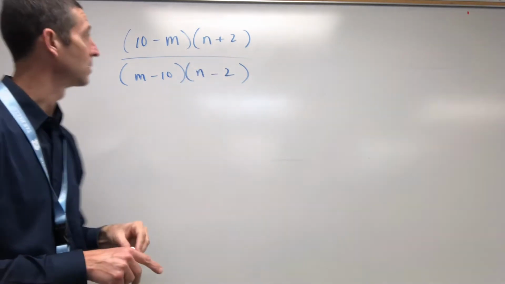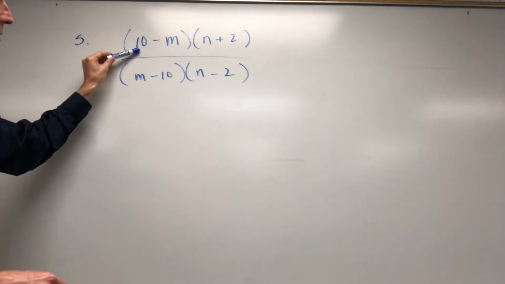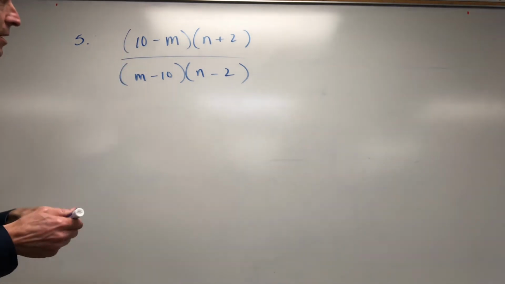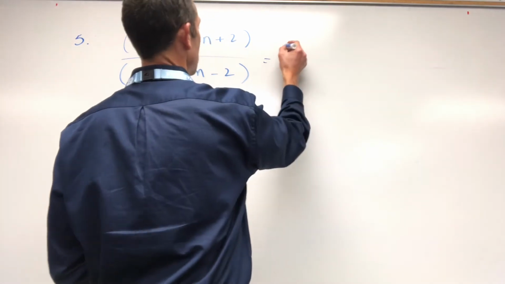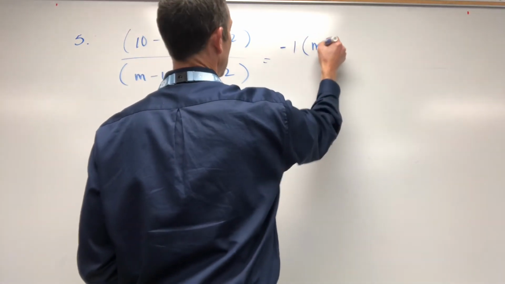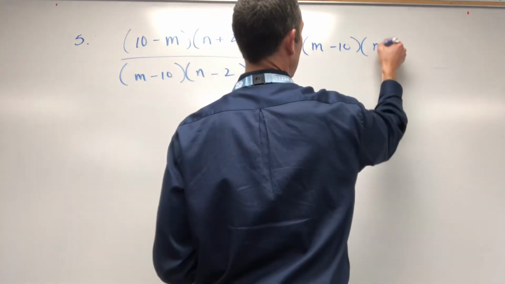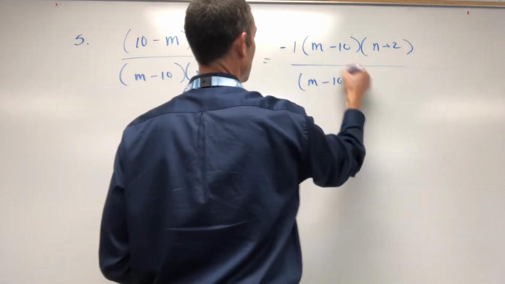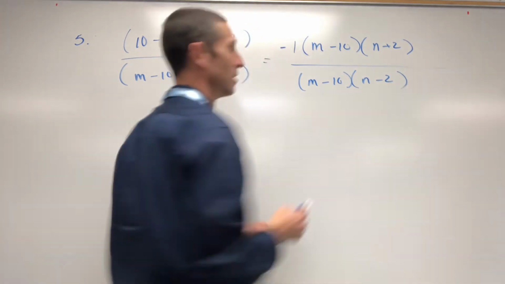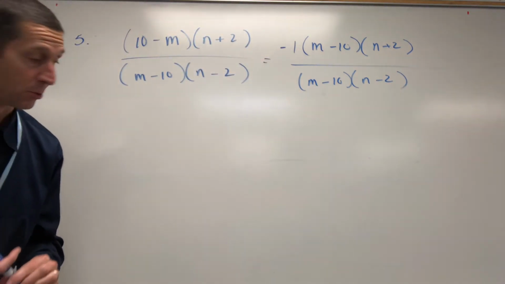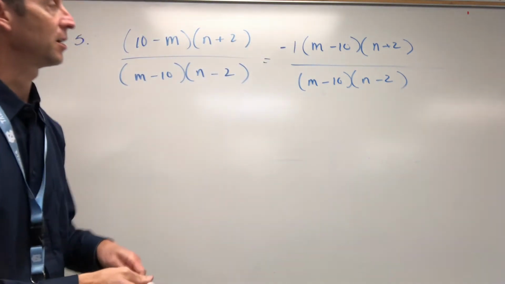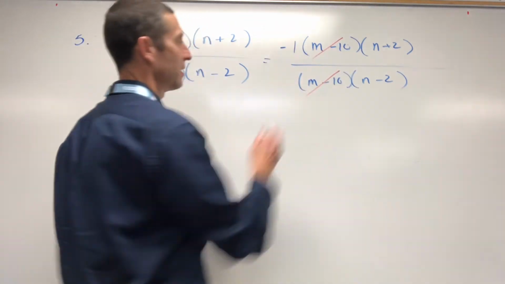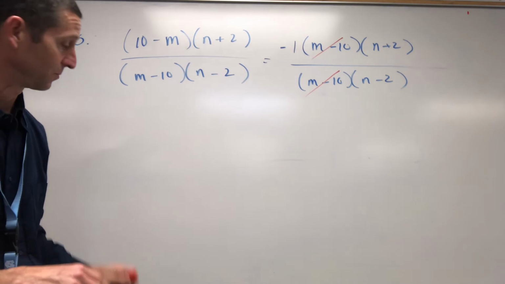They've been trying to trick us for that one for a while, but these are not the same. Can't cancel them. We can do a -1 move right there and get it to work. So this will be -1, m minus 10. So in doing the -1 move, now you're good to go. Here's an m minus 10, there's an m minus 10. They're exactly the same. You can get those to cancel.